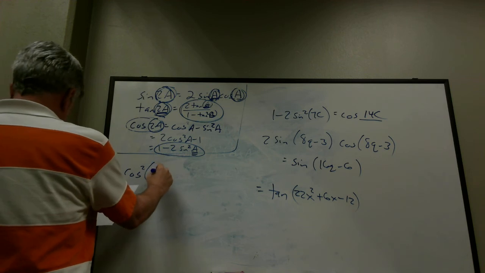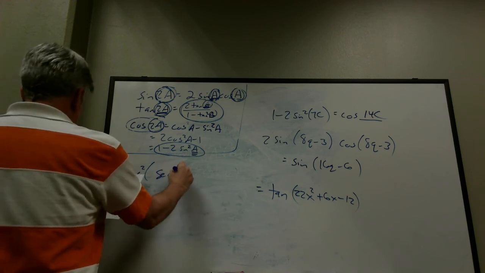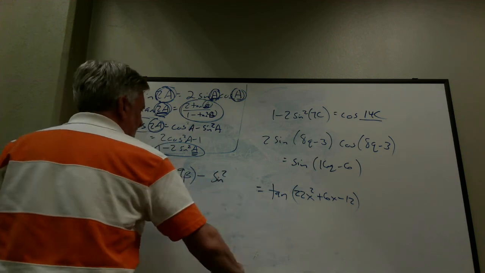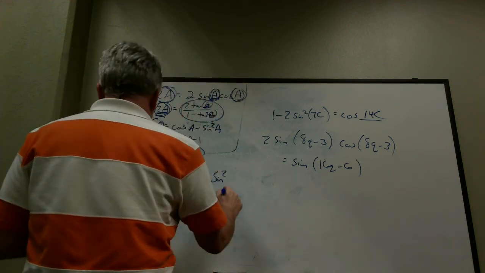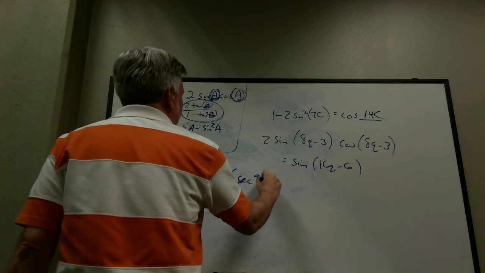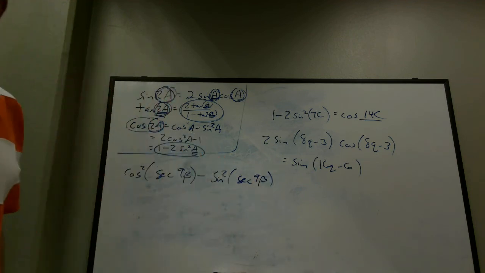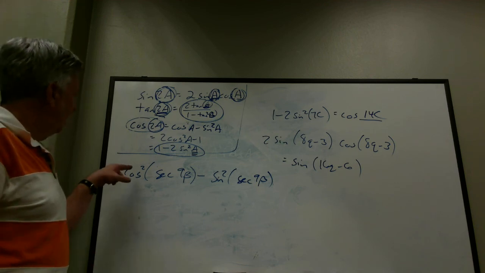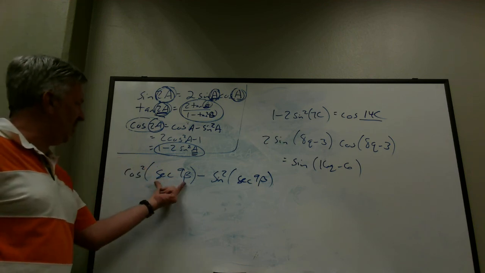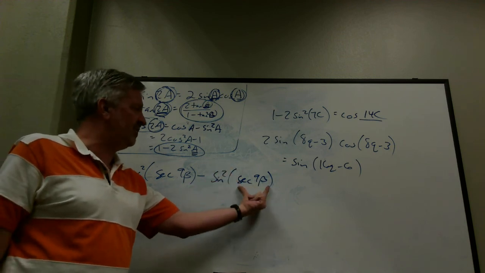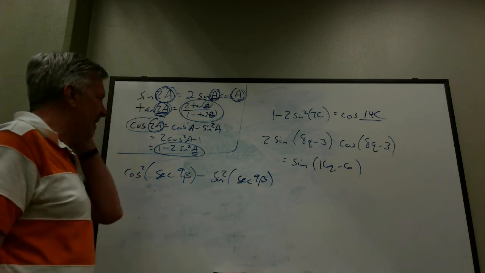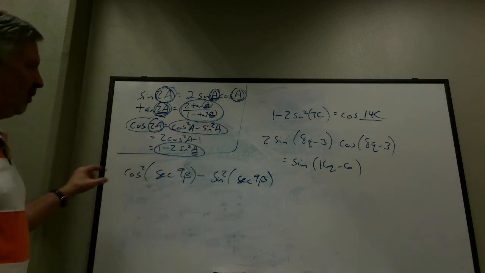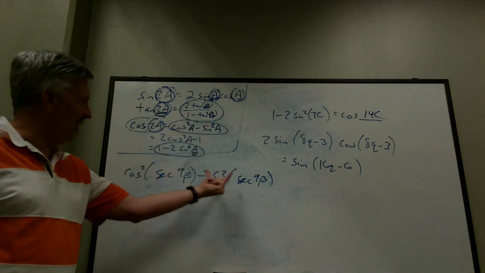Cosine squared of secant of 9 beta minus sine squared of secant of 9 beta. Wow. Okay, there's a lot going on here too. Now what does this look like? It's cosine squared of something minus sine squared of something. The somethings are the same. Now what does that look like? It looks like this one right here. So what's A? A is secant 9b.